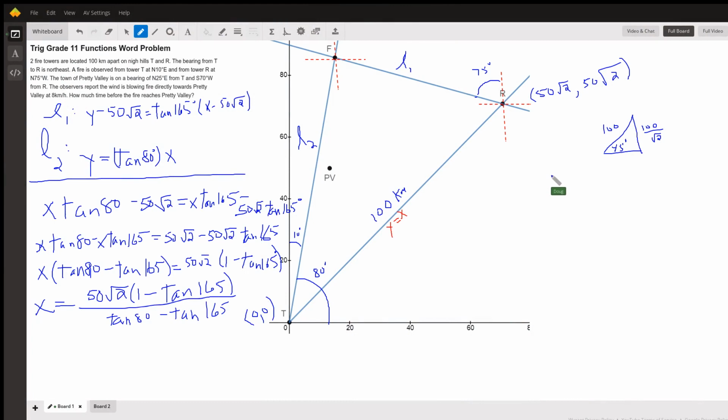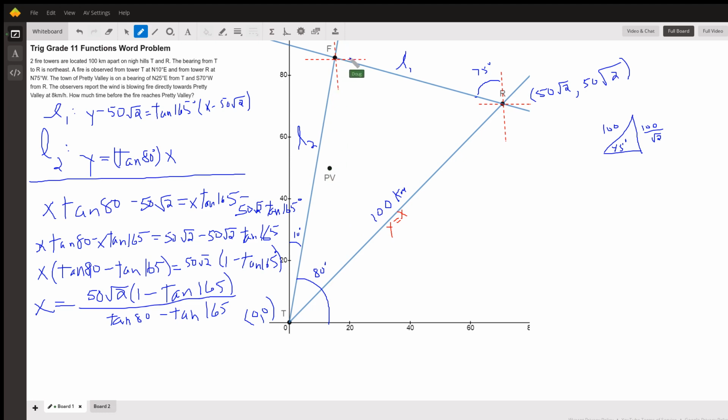It's a long, involved problem, but I thought I'd give you some ideas on one strategy for finding how long it's going to take for the fire to reach Pretty Valley, given that it's blowing at 8 miles an hour or kilometers per hour. If we could find the distance from F to Pretty Valley, from the fire to Pretty Valley, we could divide by 8 and we'd have how long it's going to take, because time equals distance divided by rate. How can we find the distance from F to PV?